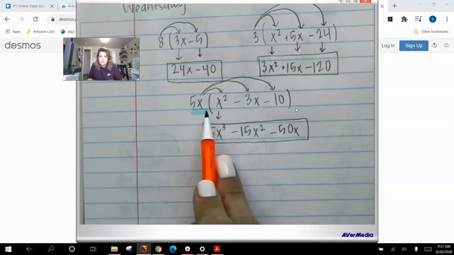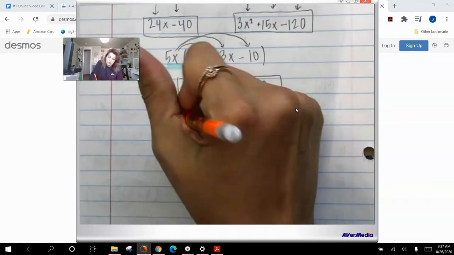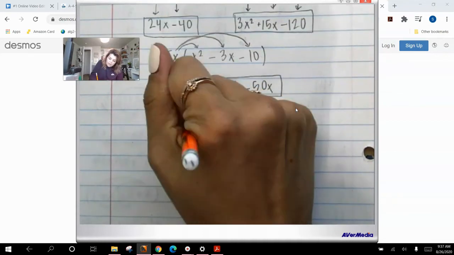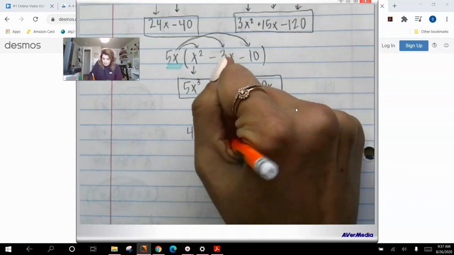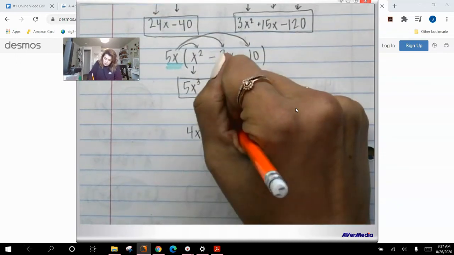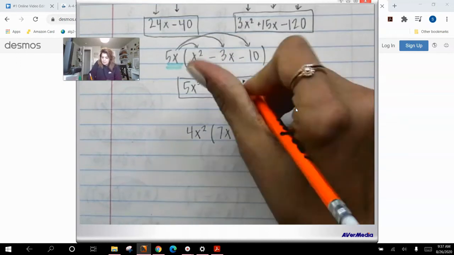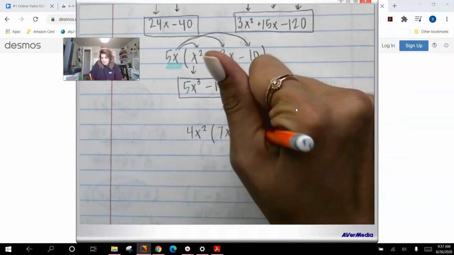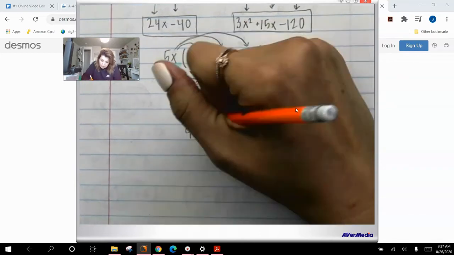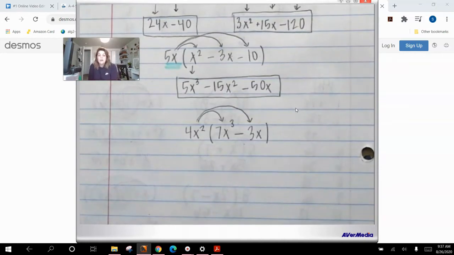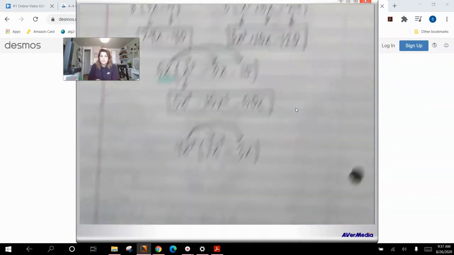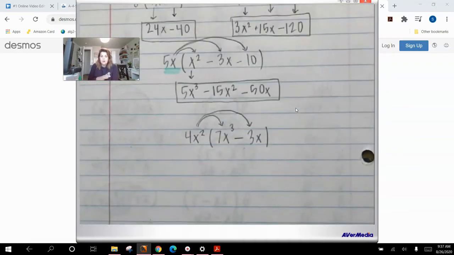And now that we talked about multiplying a variable in, I want you to try one on your own. So let's have you do 4x squared times 7x cubed minus 3x. So I'm going to draw the arrows for you just to kind of help, and then pause the video and really try this problem without me. So do what we did on the above 3 problems, pause the video, and then try this.